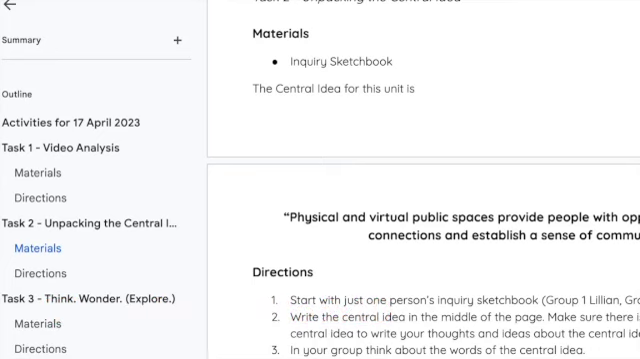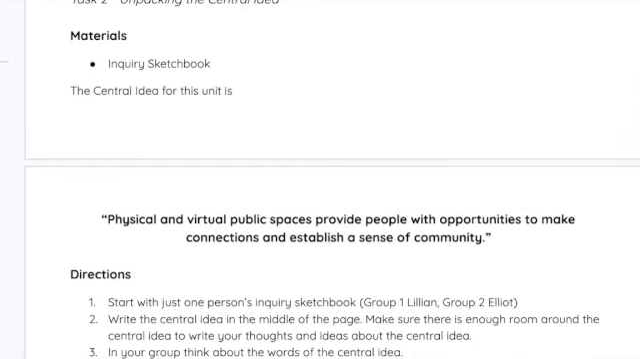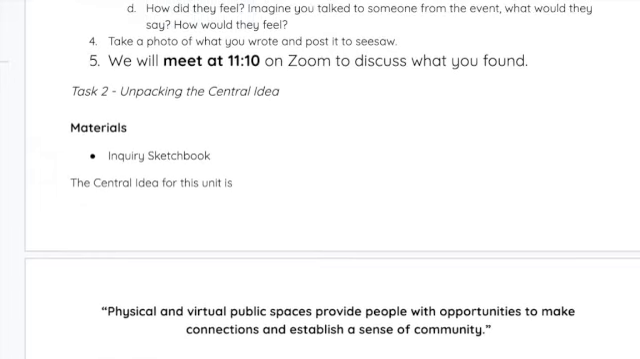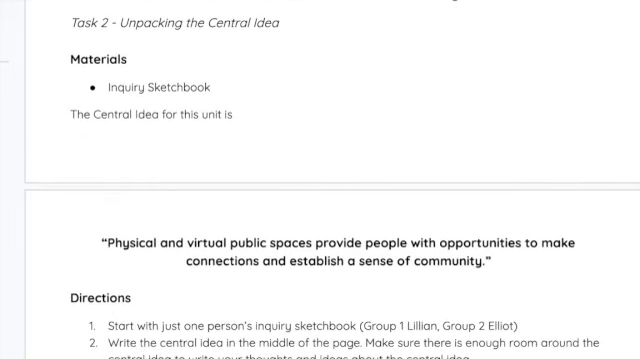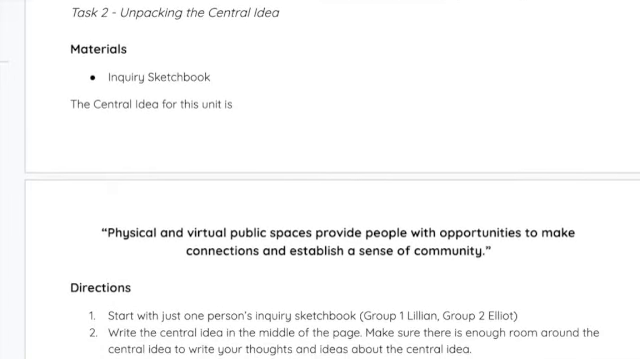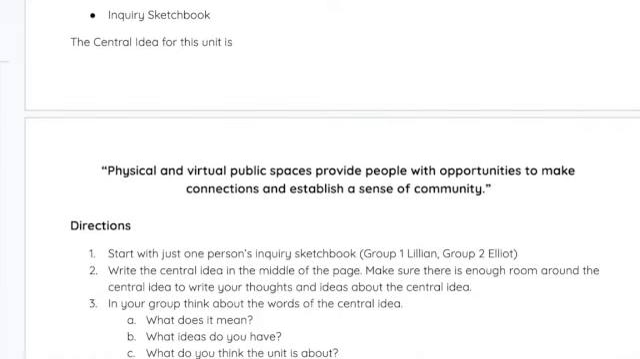The second one is to unpack the central idea. So we've got to unpack the central idea. You'll do this in your inquiry sketchbook. Now you'll need to know this statement. This is our inquiry, and this is our central idea. Physical and virtual public spaces provide people with opportunities to make connections and establish a sense of community.